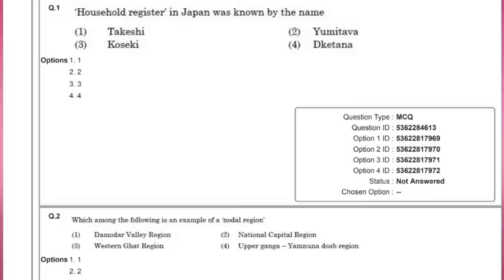Today we talk about NTA NET 2020. This is the geography Paper 2 answer key provided by UGC NTA NET 2020. These are the geography questions. Code 613: The household register in Japan was known by the name... the answer is 3, Koseki is the correct answer.